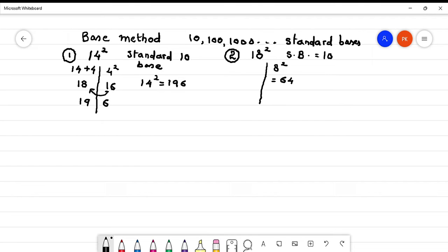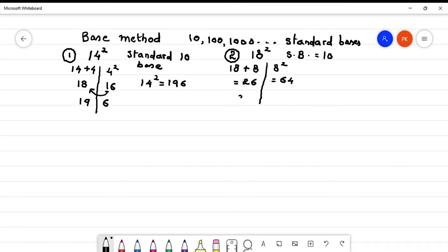On the left hand side, what will you do? The number 18. To that you add the excess number over the base. So the excess number is 8, that is the units place here. 18 plus 8, 26.